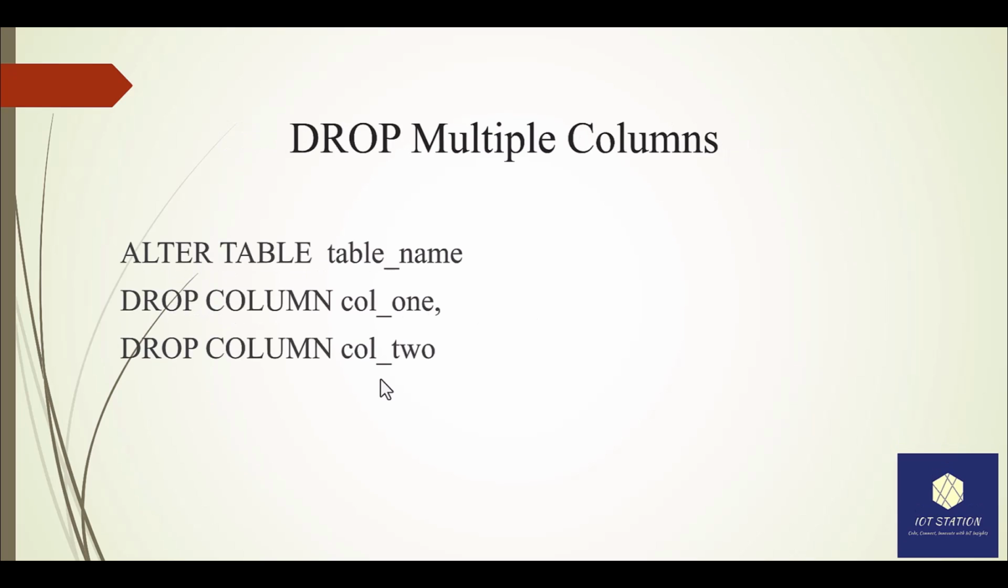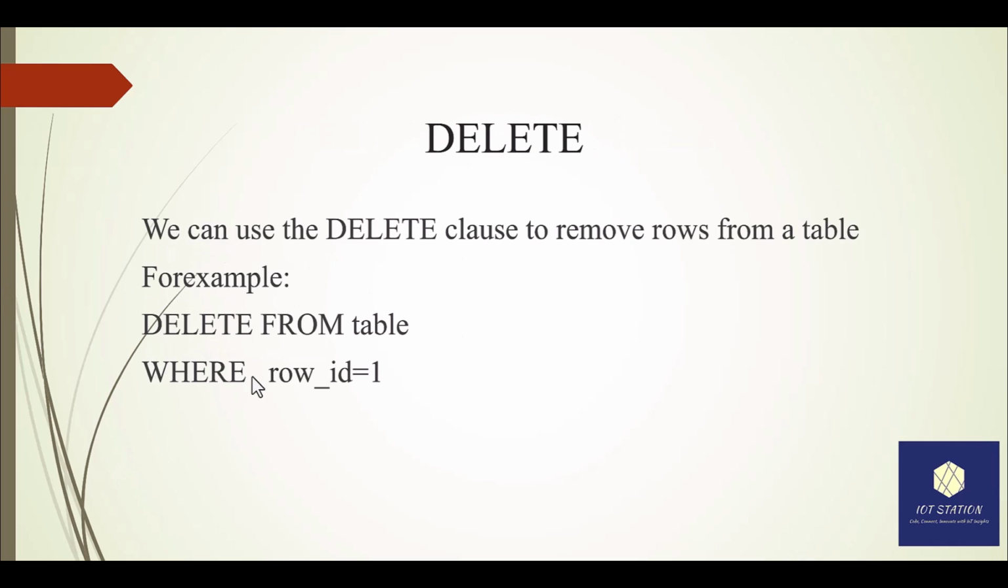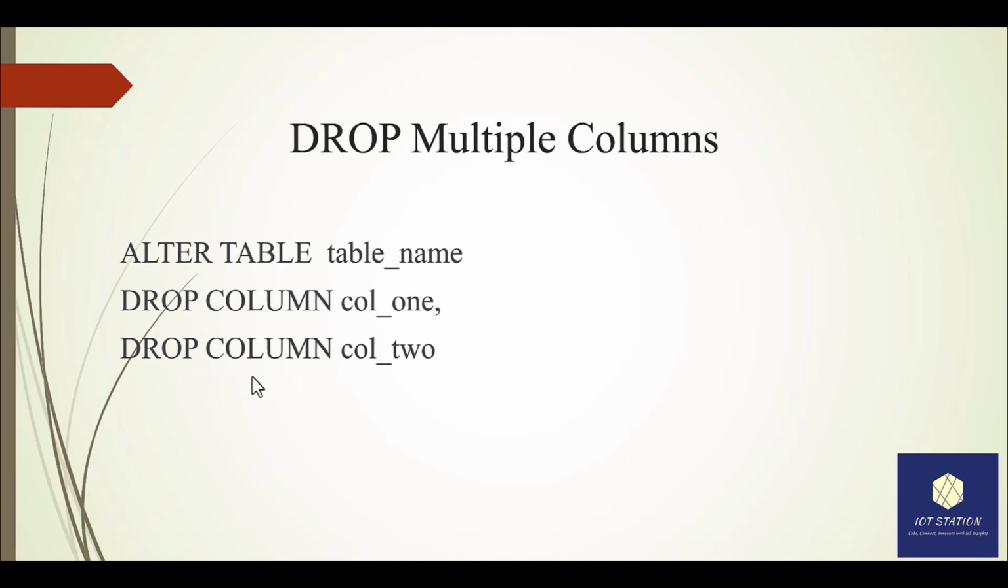And also you can drop multiple columns in one command. You just need the same format: alter table name and drop column, then define the first column name which you want to drop, then a comma. You need to use one comma here, and then you can use drop column, column 2, comma, column 3, and so on. So this is the format and structure with which you can define several columns to be dropped.